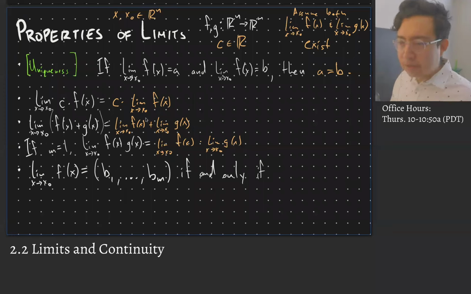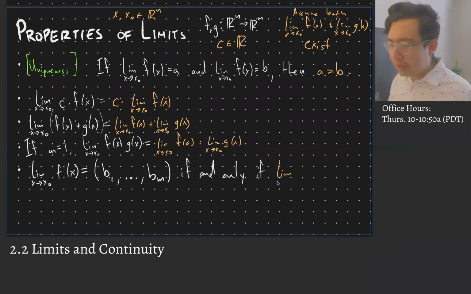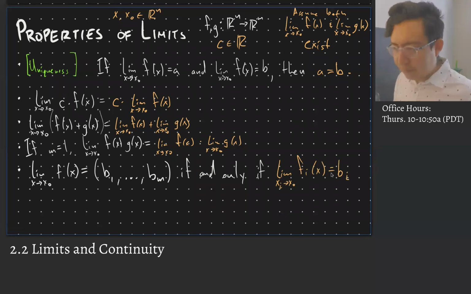This last property here is saying, okay, how do these individual coordinates relate to this limit here? And the way that they relate is that this limit converges to this point with these coordinates if and only if the limit as x goes to x naught of fi of x is equal to bi. Okay.